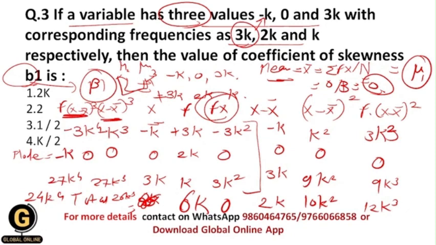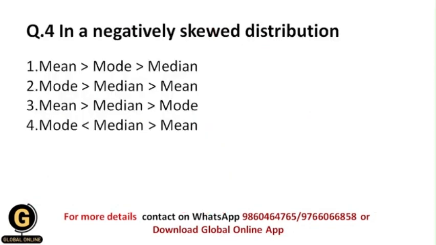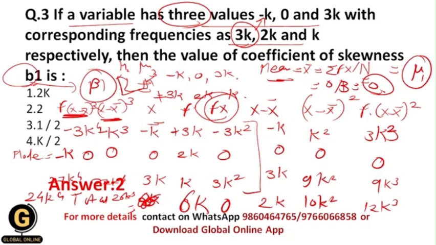Now let us find out the value of mu2. I will write the other values over here. So the value of mu2 will be summation of f into (x minus x bar) square upon capital N. So now here you need the other value. Summation of f into (x minus x bar) square is 12k cube, and your capital N will be 6k in this situation.